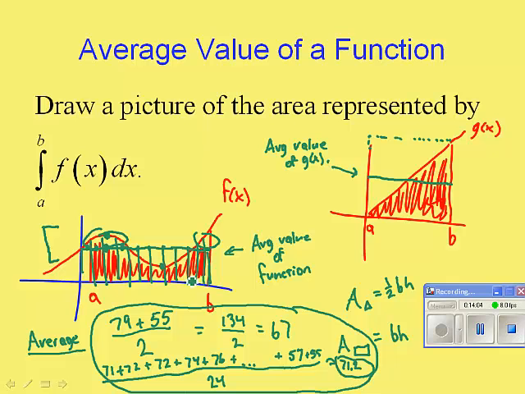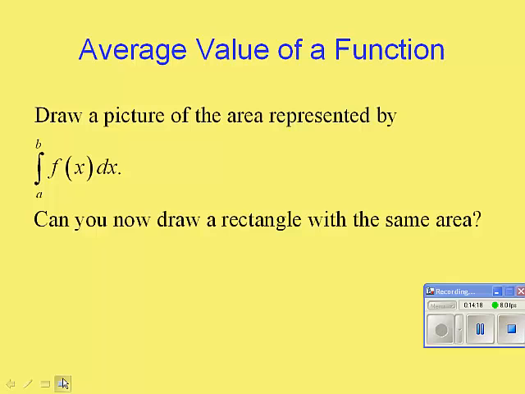all of a sudden, doesn't this look a lot like one of the problems on our exam? You're taking the curve and dividing it into what? Rectangles. And we're computing the area of the rectangles. So there's something going on here. Okay? So let's see if I can explain it. Now can you draw a rectangle with the same area?